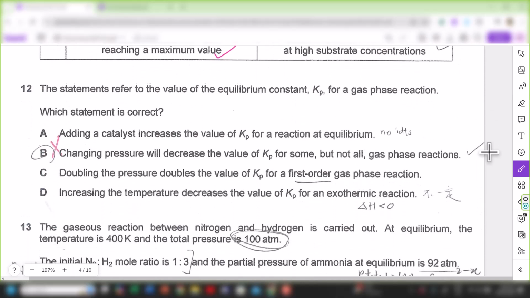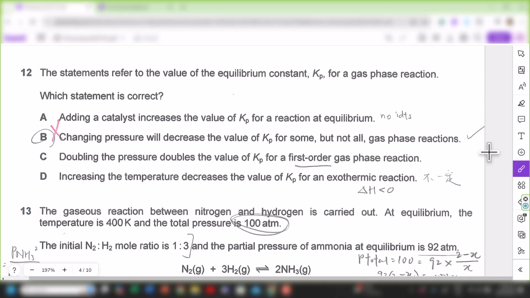Then we'll move on to question 12. The statement refers to the value of equilibrium constant Kp for a gas phase reaction. Which statement is correct? Again, we're going to look through all the statements. Statement A, adding a catalyst increases the value of Kp. This is not correct. It allows equilibrium to be established at a faster rate, but it doesn't increase the value. Only temperature will cause the value of the equilibrium constant to change. No other factors will.